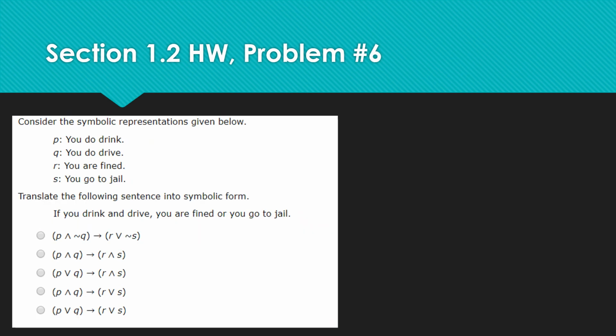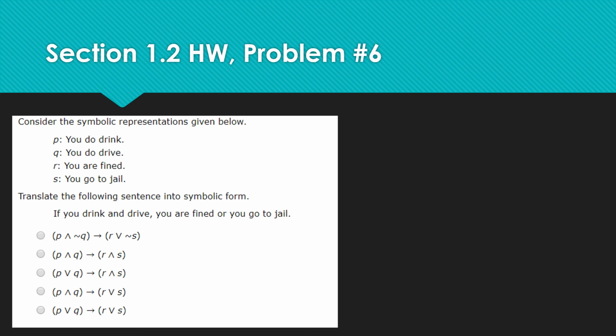And then our last homework problem that we're going to go to, I just wanted to go over this one because it has the parentheses, which kind of confuses some people. We have 4 symbolic representations here. P is the statement you do drink. Q is the statement you do drive. R is the statement you are fined. And then S is the statement you go to jail.